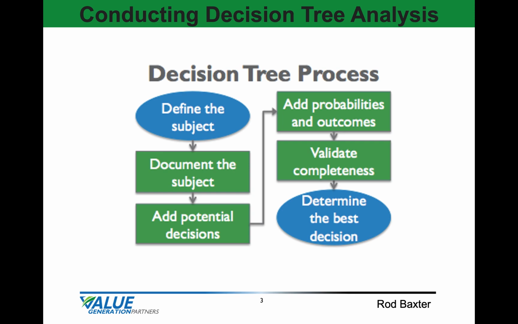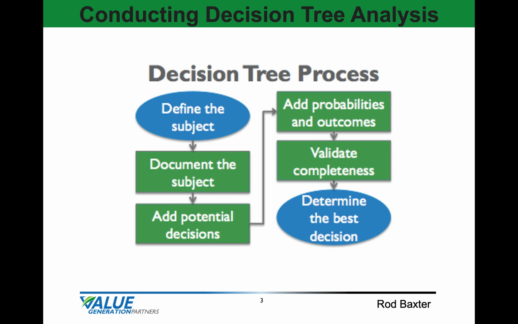So let's talk through the decision tree process. First, we'll define the subject for which we must make a decision. Inputs to the decision tree may include goal setting, solution selection, determining a course of action, creating a strategic direction, or solving a problem. Then we'll document the subject of the decision tree on paper, a flip chart, or even an electronic format.